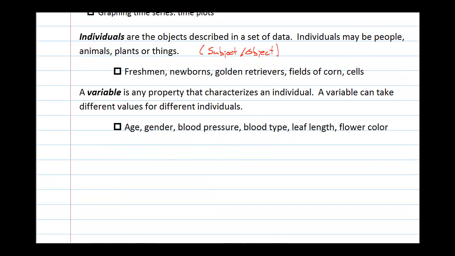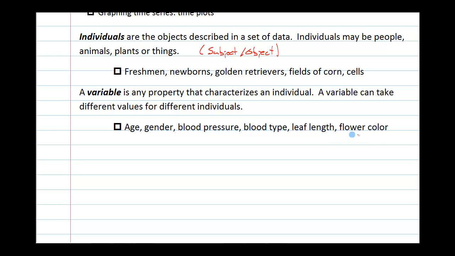A variable is any property that characterizes an individual, and basically a variable is what we are studying about a particular individual. A variable can take different values for different individuals. That's why it's called a variable, because it could vary. So for instance, for freshmen, I could be looking at age, gender, blood pressure, or blood type. For fields of corn, I could be looking at leaf lengths.